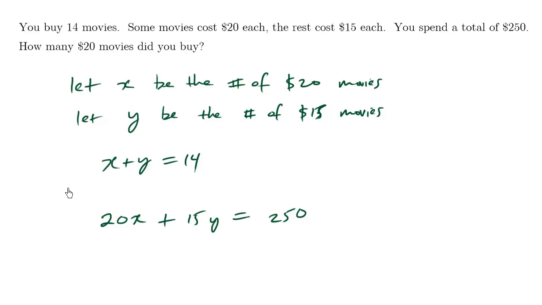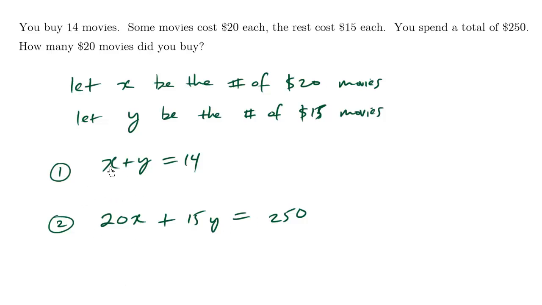And this is the hard part. Coming up with equations is the hard part. So now that we've done the dirty work, the key is to answer the question. How many $20 movies? We're talking about X. Solve for X. So in some other videos, I might have done the elimination method, but in this case, I'll just use the substitution method to mix it up.